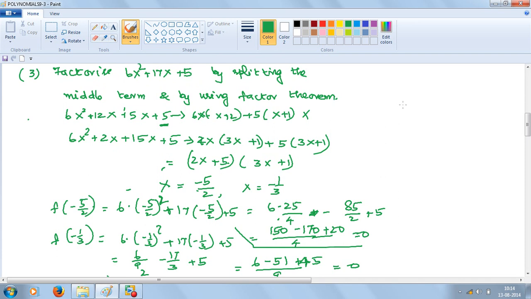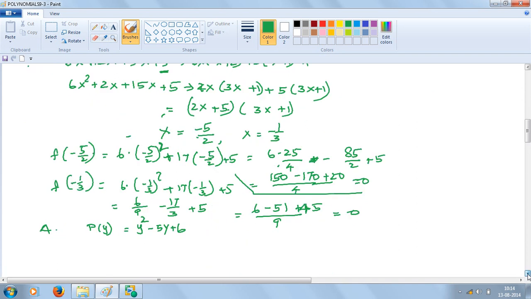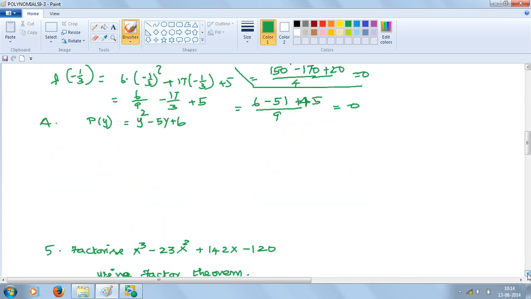Then x minus a is a factor. X minus of minus 5 by 2, x plus 5 by 2 is a factor. Another factor is x plus 1 by 3. So these two are factors. So we have factorized to this form finally. So next problem.